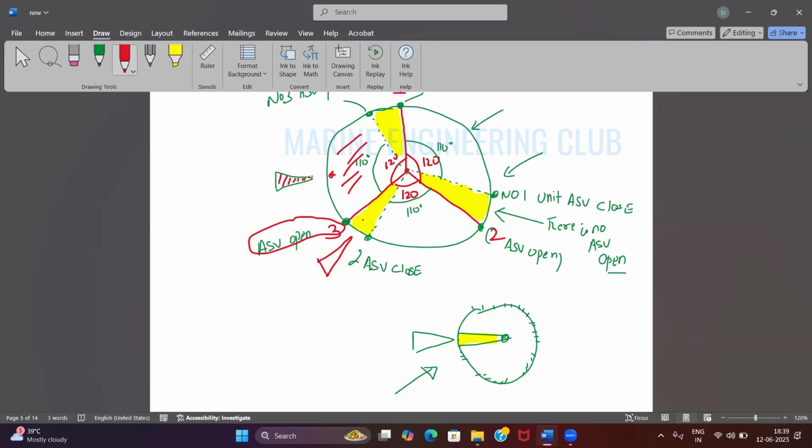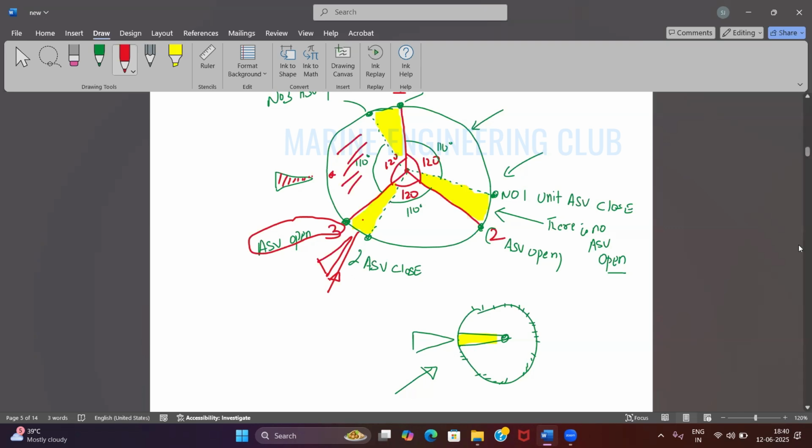But if it stops in this yellow color shaded region, the engine cannot start. Agreed? Yes, sir. That is why a 3-unit engine cannot be used for direct air injection. Is it clear? Yes, sir.